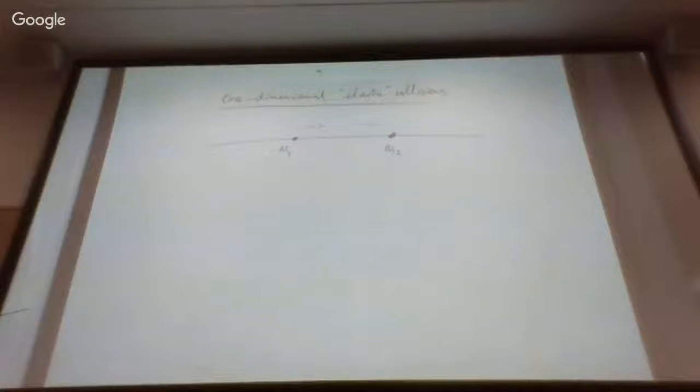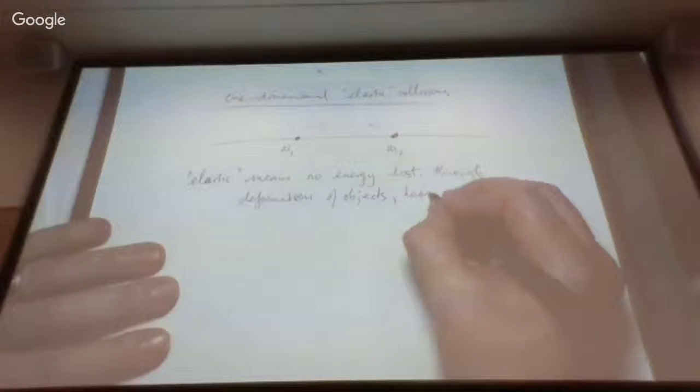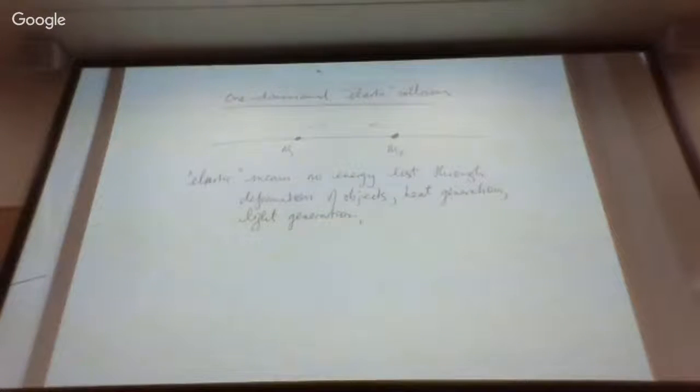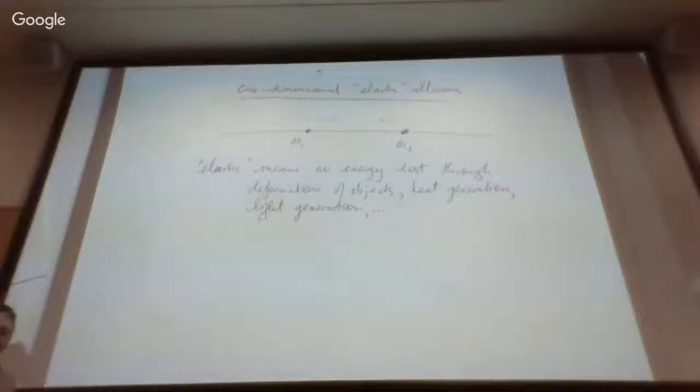But the term elastic here means that there's no energy lost through deformation of the objects, no energy used in destroying some of the objects, or heat generation from the collision, or even light generation. You can actually collide objects with a lot of energy and observe light being created, sparks being created when they collide, and so on. But elastic means that we don't have energy lost through any of those kind of things.